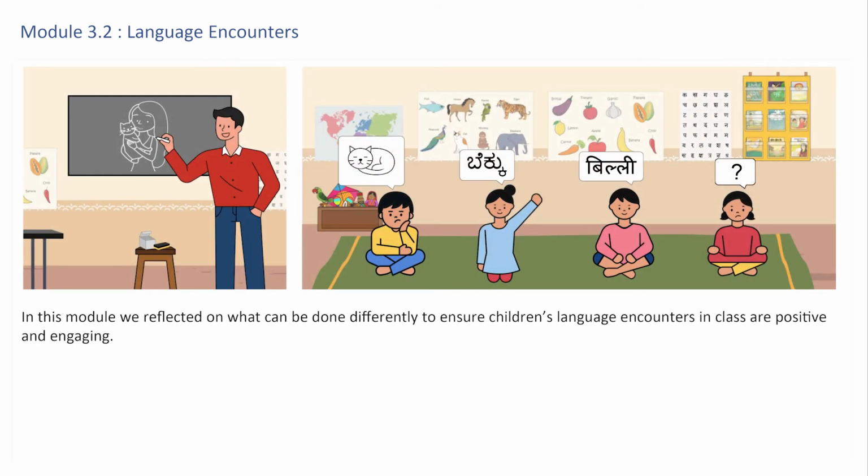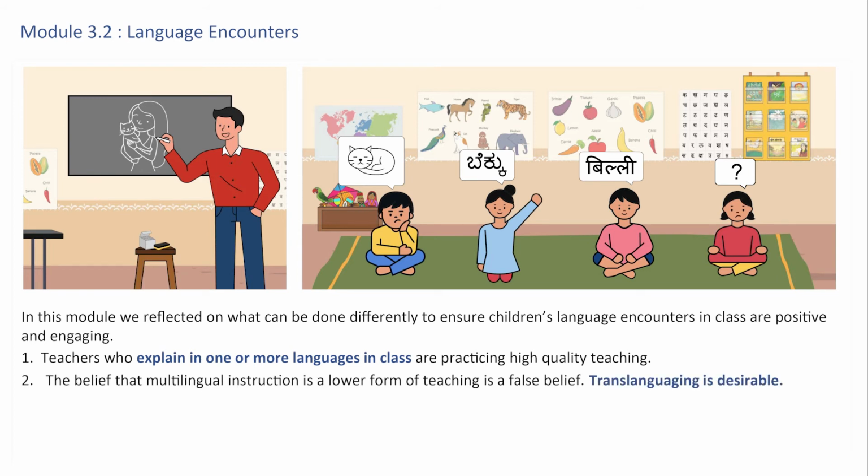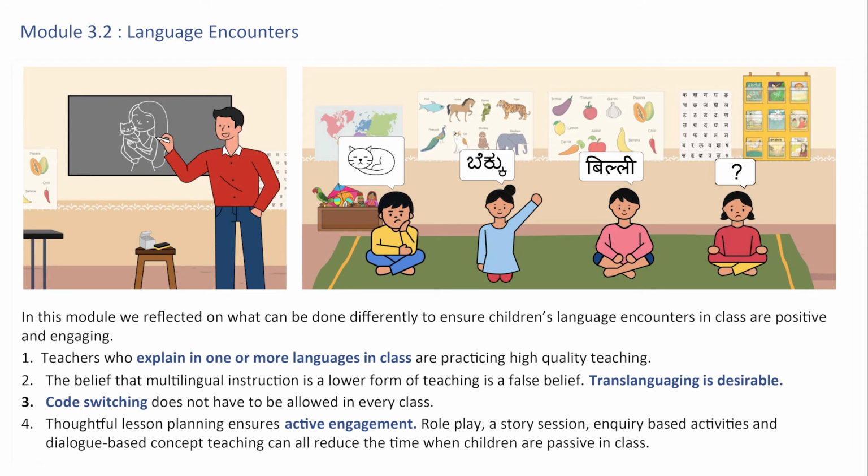In this module, we reflected on what can be done differently to ensure that children's language encounters in class are positive and engaging. Teachers who explain in one or more languages in class are practicing high-quality teaching. The belief that multilingual instruction is a lower form of teaching is a false belief. Translanguaging is desirable. Code switching does not have to be allowed in every class. Thoughtful lesson planning ensures active engagement. Role play, a story session, inquiry-based activities, and dialogue-based concept teaching can all reduce the time when children are passive in class.